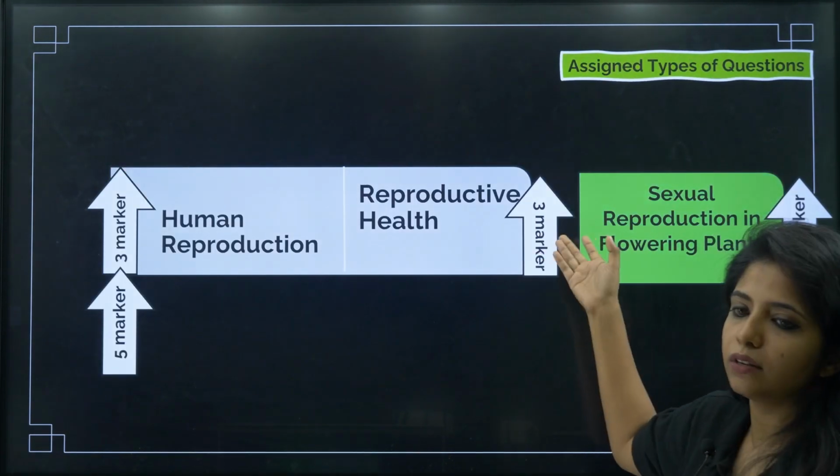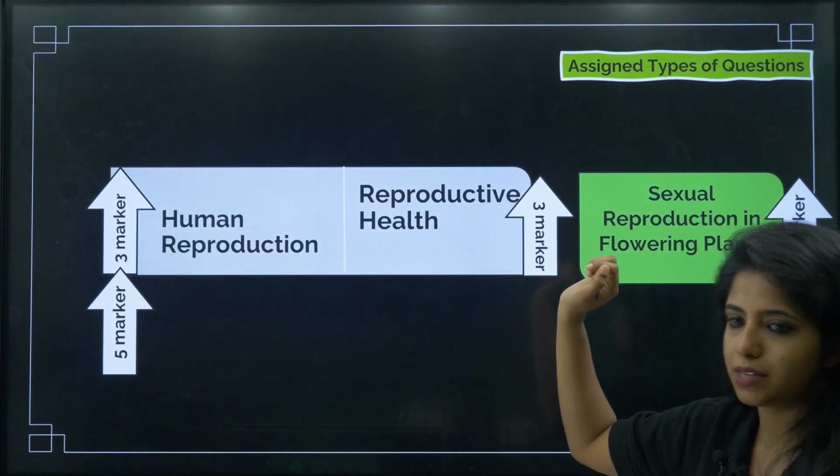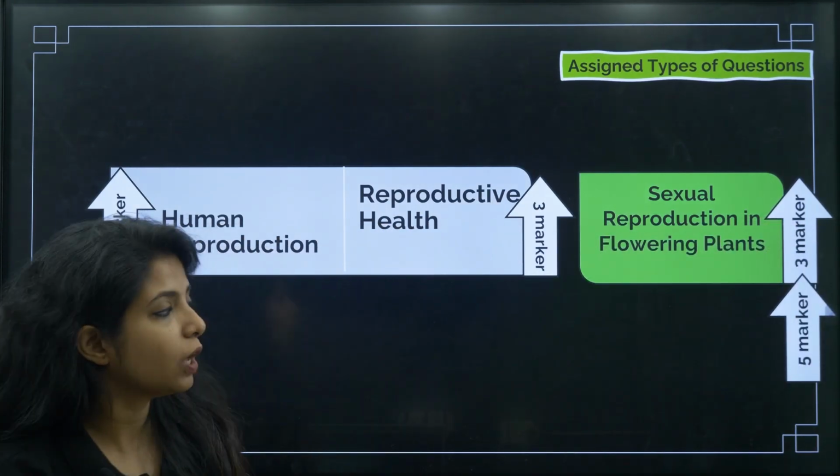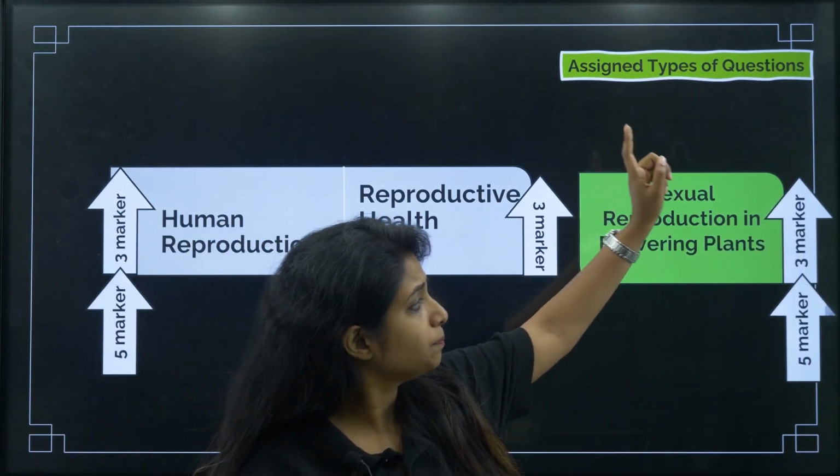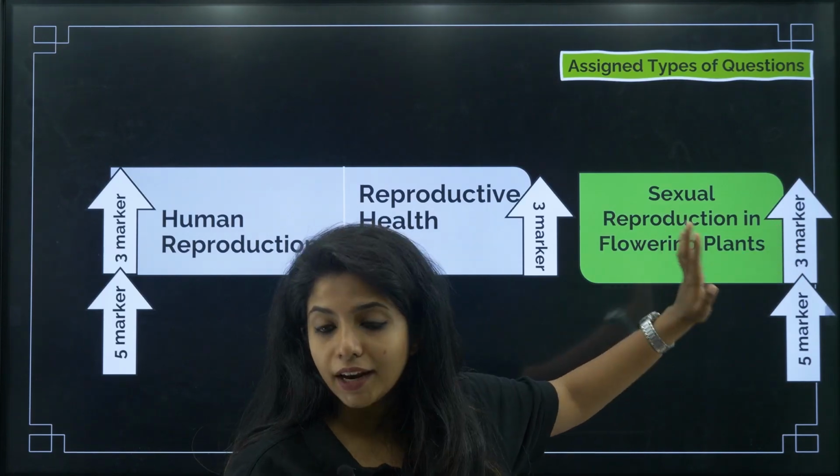Okay, so 3 over here, rest of the things might be in 2 or 1 or things like that. Now sexual reproduction in flowering plants. Over here again, you will be having a 3 marker and a 5 marker.